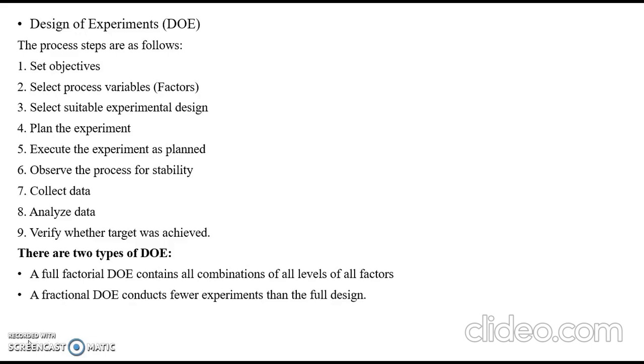And next one is to observe the process for stability. Before that, execute the experiment as planned. All the team members and the team leader have planned the experiment, so now they should execute it. Having planned to carry out the experiment, make sure it is carried out exactly as planned. If there is an interruption due to unforeseen circumstances, record it and inform all the team members.